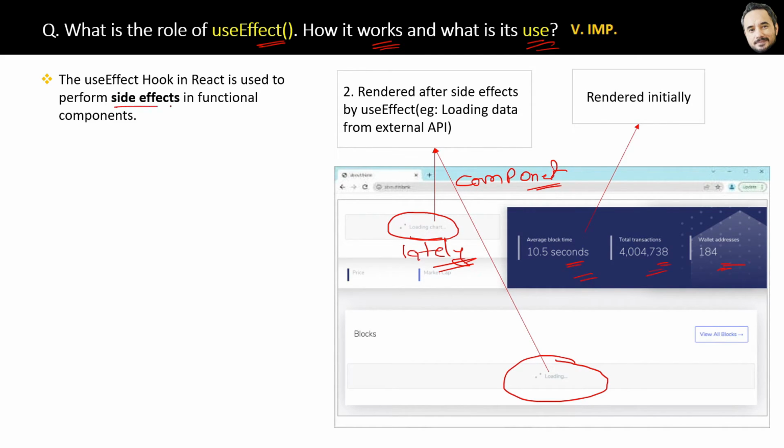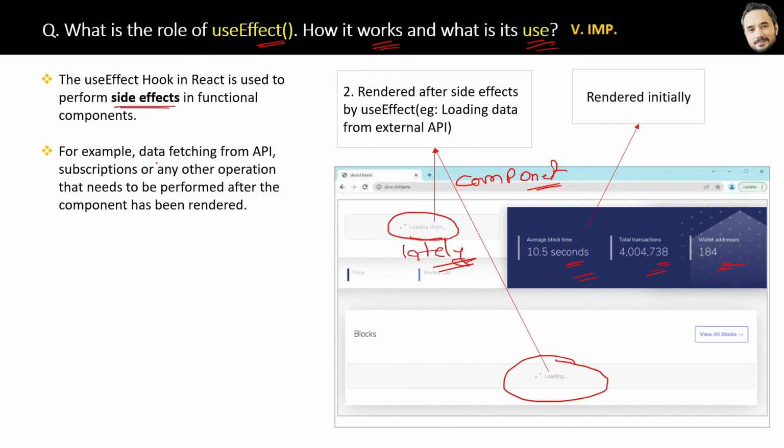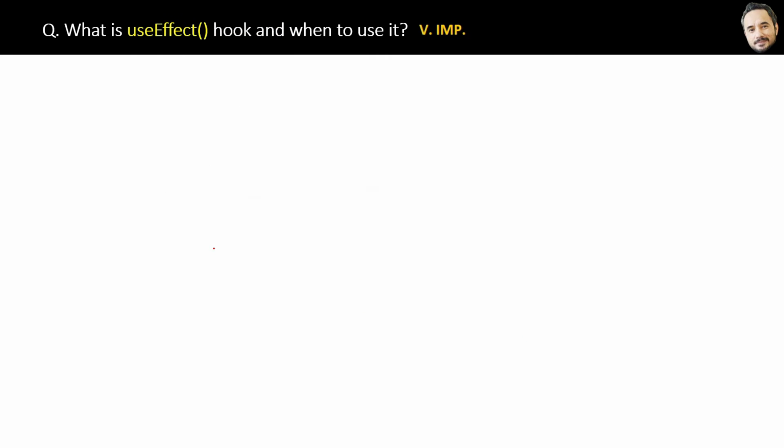the useEffect hook in React is used to perform side effects in functional components. Okay, for example, data fetching from an API is an example, subscriptions, or any other operation that needs to be performed after the component has been initially rendered. Now let's quickly see how it works and the real code example.